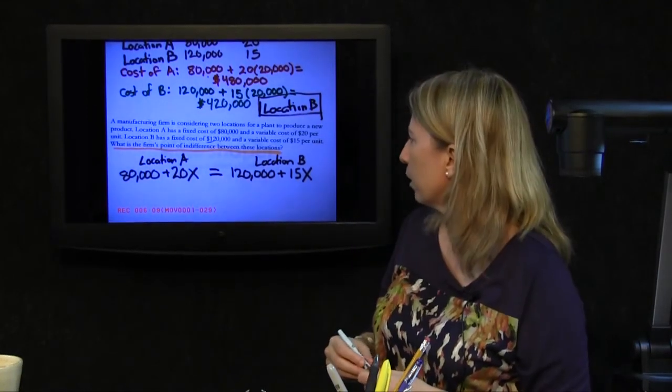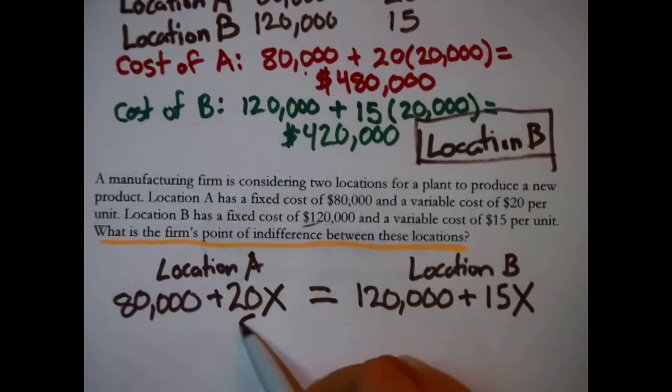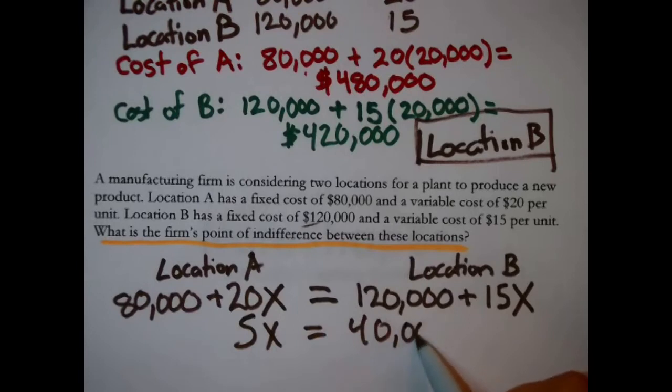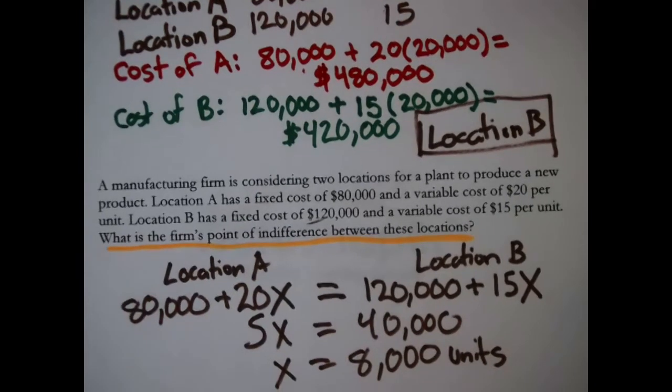Well, all right, let's see. That is 5x equals 40,000. Just some algebra here. X equals 40,000 divided by 5. X equals 8,000. There's the answer. That's the point of indifference. It's a production level.